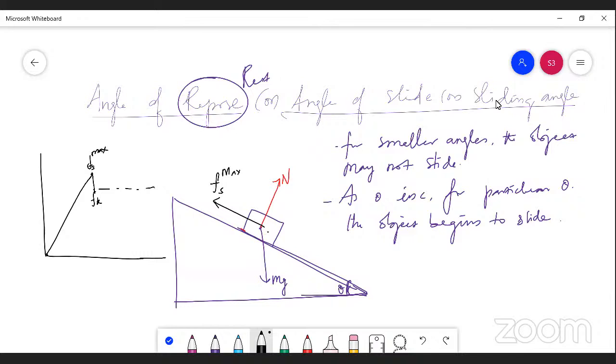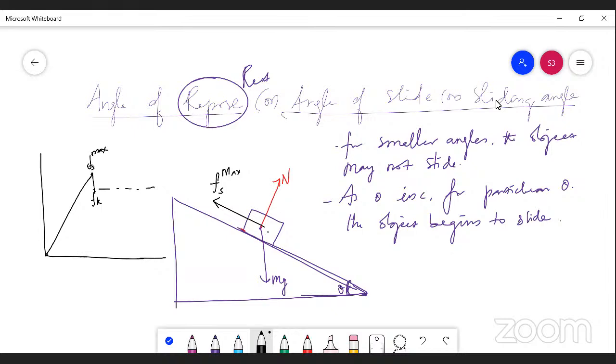So if you are asked, when the object begins to slide, what is the value of static friction? You must say it is maximum. What is the value of kinetic friction? It is Fk. It remains constant because the object begins to slide or move with uniform velocity. So kinetic friction is Fk.